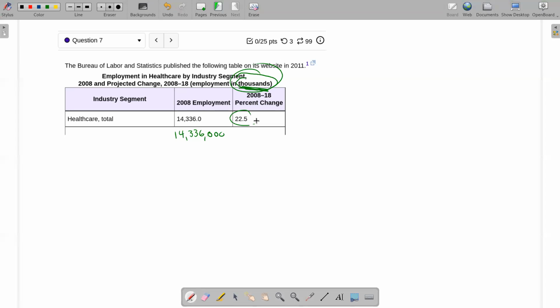Where they're then giving me the percent change to figure out 2018. So that percent change is telling me how to get the rise. If I'm interested in the total healthcare, then the rise from 2008 to 2018 is going to be 22.5% times that number right there, the 14,336,000. So I'm going to whip out my calculator to get that.